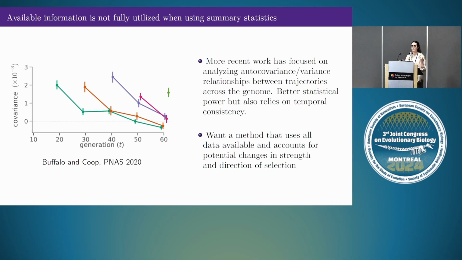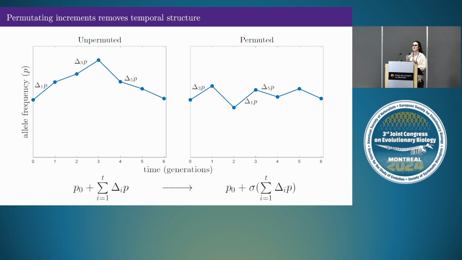And so our approach essentially builds on a permutation test. We permute trajectories with respect to time and look for how their characteristics change. So we can describe a trajectory by its initial frequency and then a series of increments. And under neutrality, the evolution of a trajectory should be statistically symmetrical. And so those increments can be reordered and interchanged without affecting the properties of the trajectory. Now, this isn't the case if natural selection is involved because of its temporal structure. And so if we permute those increments, the initial and final frequencies remain the same, but the interior path changes. And so we remove any temporal structure.